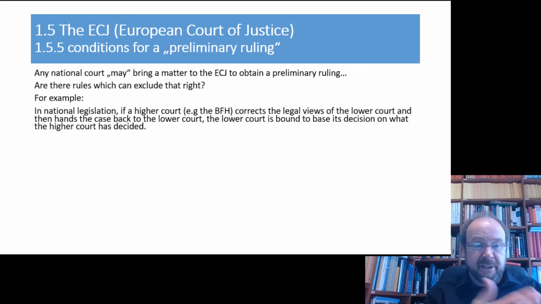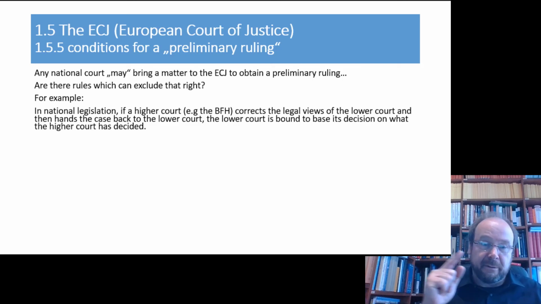You were wrong in your understanding of the legal rules. Please do the work again. Now you are wiser. That happens. And to avoid a ping pong effect, BFH says you shall apply the law in a certain way. We say we don't. In that case, the lower court is usually bound to apply everything which the higher court has already decided.